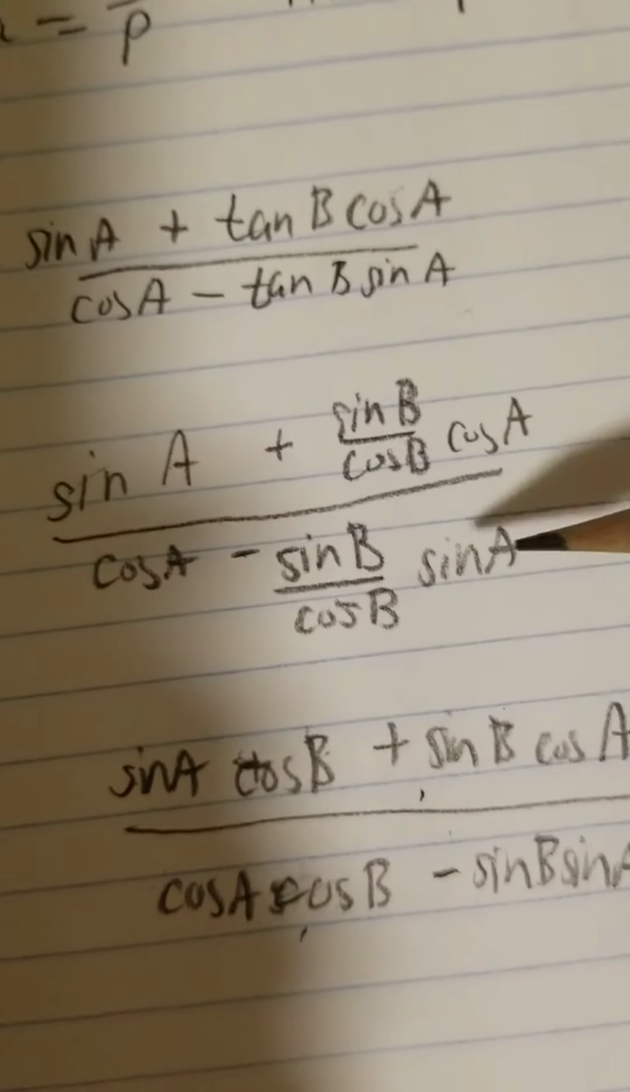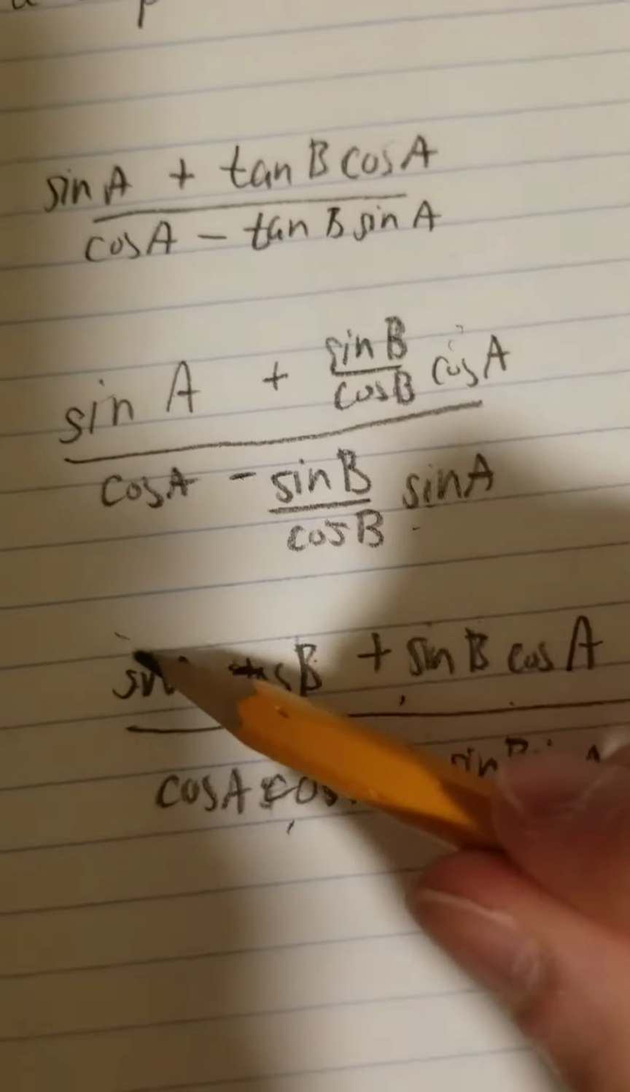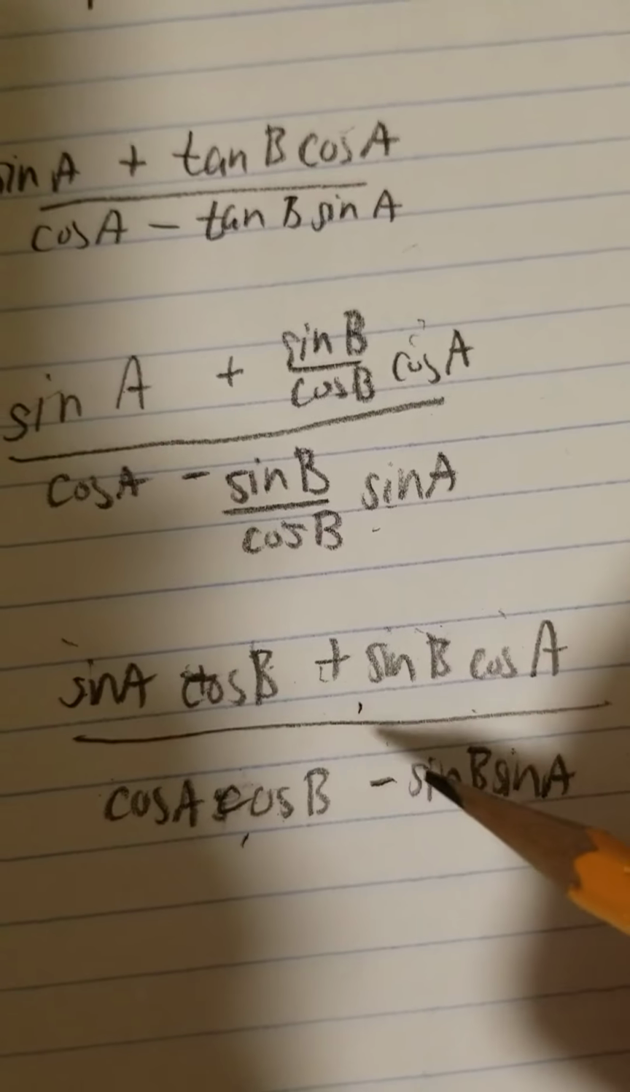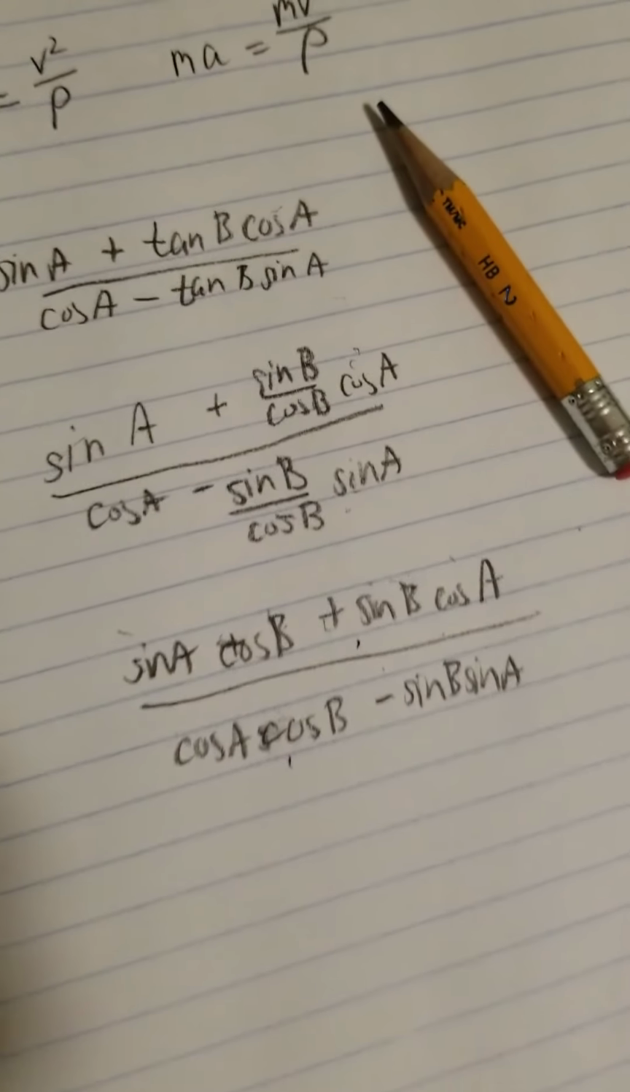So top here, this simplifies to this. Multiply top and bottom by cos b simplifies to this. So you have sine a cos b plus sine b cos a over cos a cos b minus sine b sine a. And so what you might recognize from here is a trig identity.